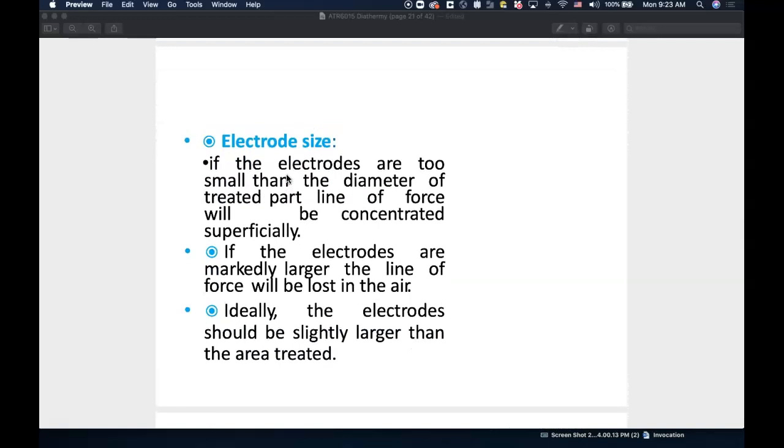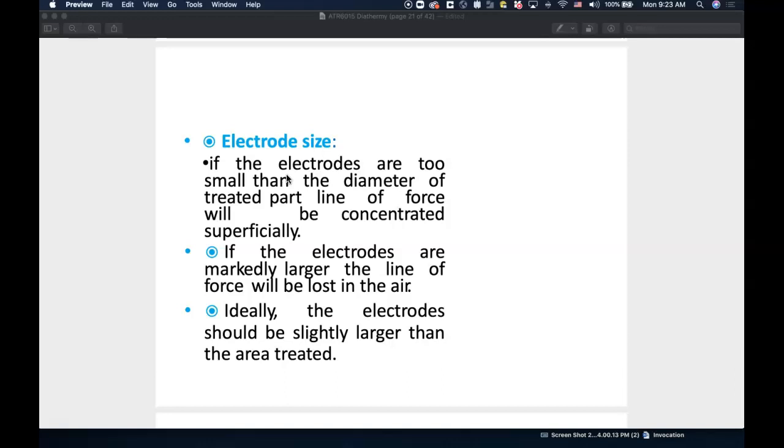All right, the next thing that we have to consider is the electrode size. If the electrodes are too small, then the diameter of the treated part will be concentrated superficially. So smaller electrodes, because the electromagnetic energy just can't escape, will typically be used to treat superficial areas, right? If they're way too large, then you lose a lot of the diathermy to the actual air because they diverge and they just get lost in the atmosphere.